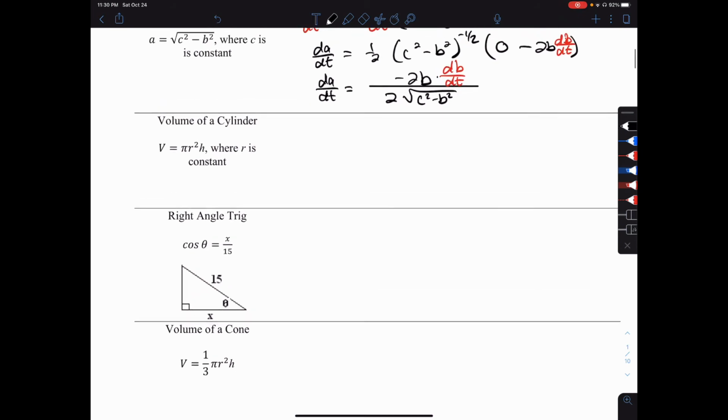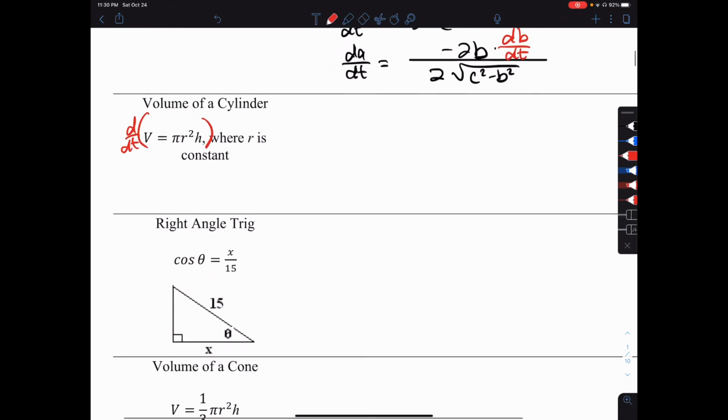Volume of a cylinder. Well, if we take the derivative with respect to time, like the directions tell us to, the left and right side, let's just be lazy and say this. I was going to say we have to be careful, but we don't because it says r is a constant. If r is a constant, that means the only letters in this are v and h. R is just a number.